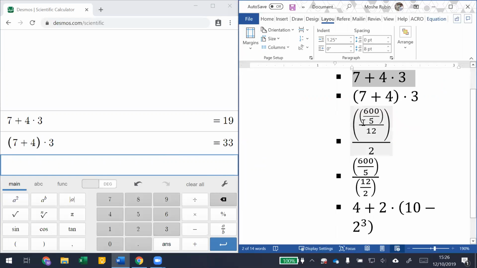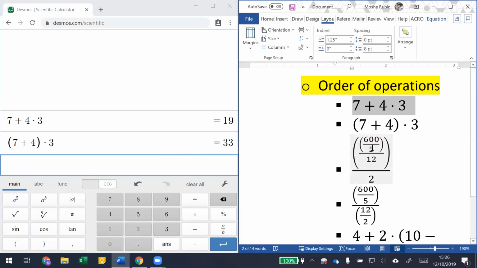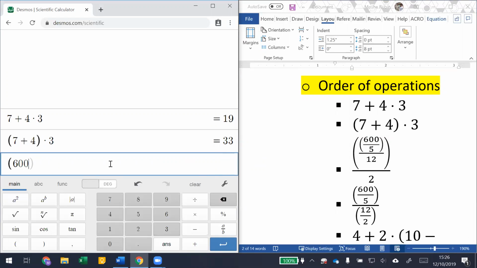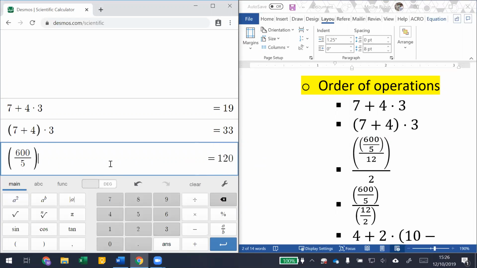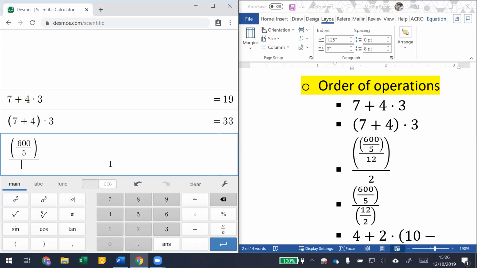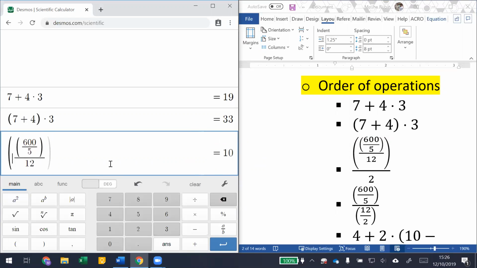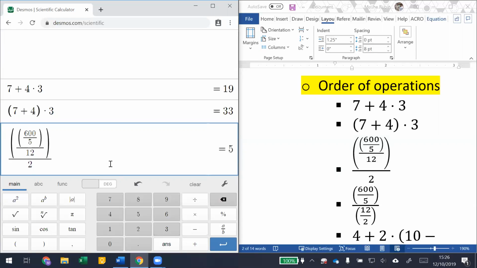This next one that I have is just a giant fraction. I have a fraction divided by something, divided by something. And I'm going to use lots of parentheses to make sure Desmos understands the order that I want to put these things in. So first I'll start with 600 divided by 5. And close that out. Then I want this whole thing divided by 12, and I'll put parentheses around this because then I want this entire massive thing divided by 2. And I get 5, which seems legit. Right, I've made sure that I copied in the fraction exactly the same way that it's written on the page to make sure I'm typing in the right thing.